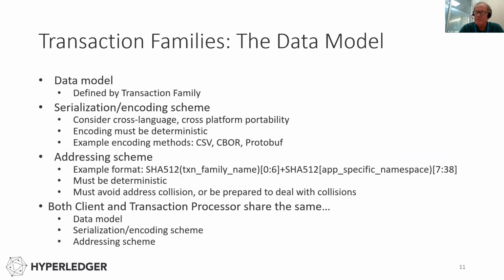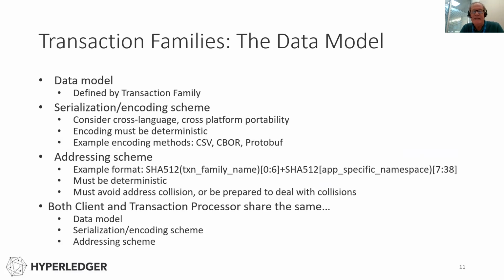Transaction families' data model is again defined by the application. One part of the data model is the serialization or encoding scheme. You could use CSV, comma separated values, CBOR, which is a simple encoding scheme, or protobuf, which is what we recommend. That allows all sorts of elaborate structures and fields in a transaction, and it also has the advantage of being language independent. So you could write your client in one language and your transaction processor in a separate language.